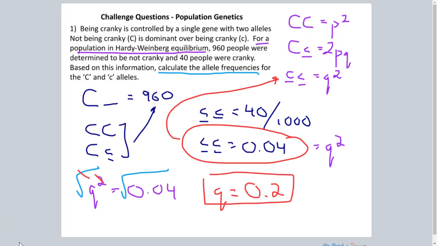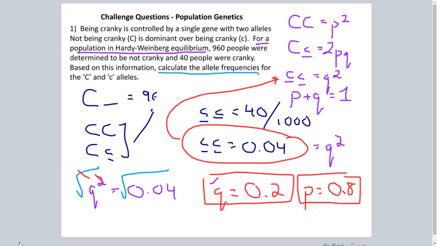The last rule of Hardy-Weinberg equilibrium that we need to finish this problem is that p, the allele frequency of the dominant allele, plus q, the allele frequency of the recessive allele, which we just determined, always equals 1. So if we know that q is 0.2, then by the definition of that formula, we also know that p is 0.8, because p plus q must equal 1. And we have solved this challenge question. We have calculated the allele frequencies for both the dominant and recessive C alleles.